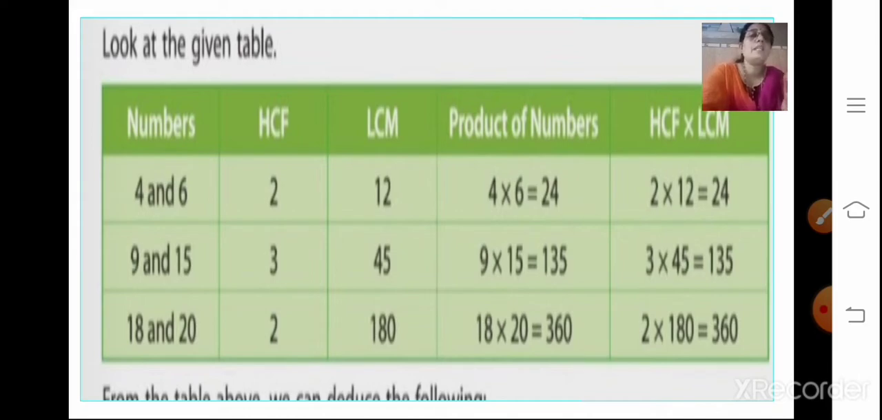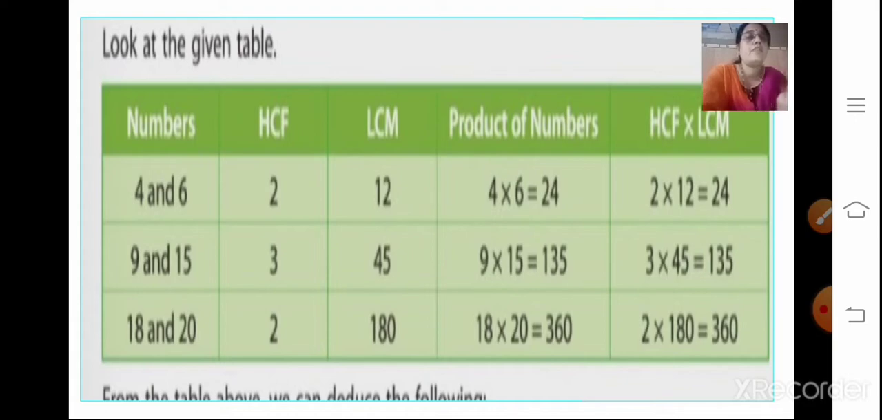Now when we multiply the two numbers, 4 and 6, we get the product as 24. At the same time, when we multiply the HCF and LCM, that is 2 and 12, even the product is 24. Same way, see the second example, 9 and 15.